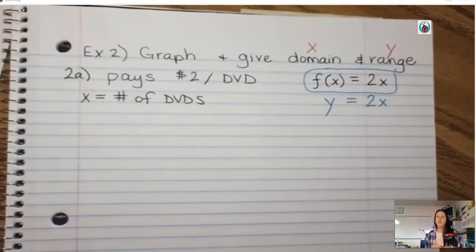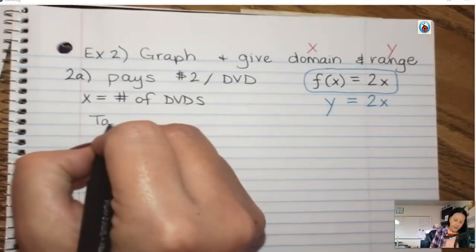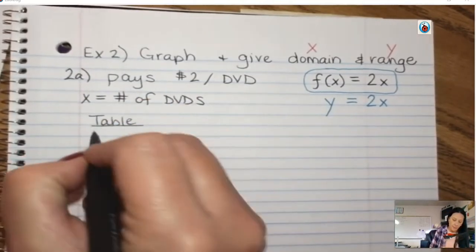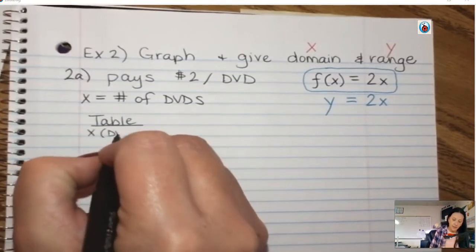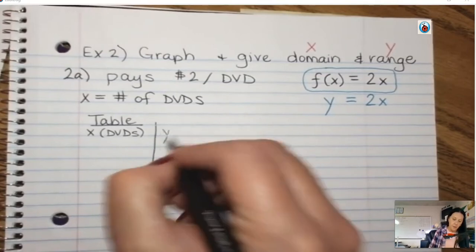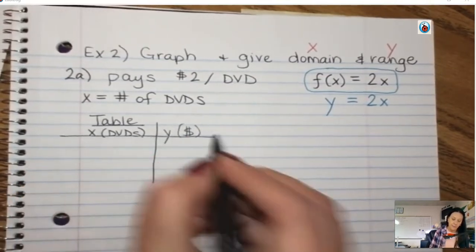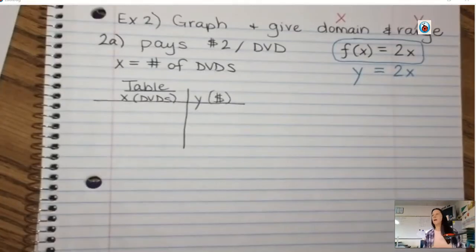Okay, we're going to first start by setting up a table and use numbers for the x's that make sense. So x is the number of DVDs. That's your independent variable. Y is going to be how much they cost. That's your dependent. The cost depends on how many DVDs you buy.